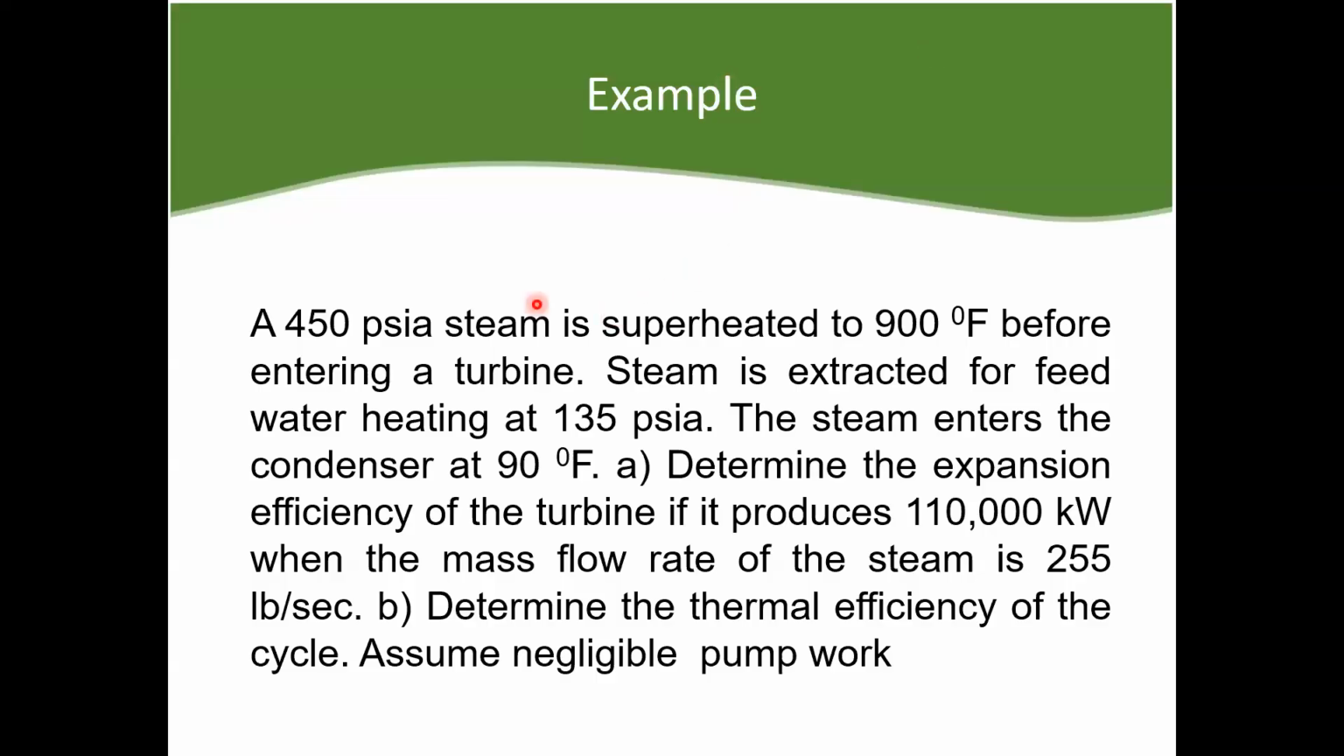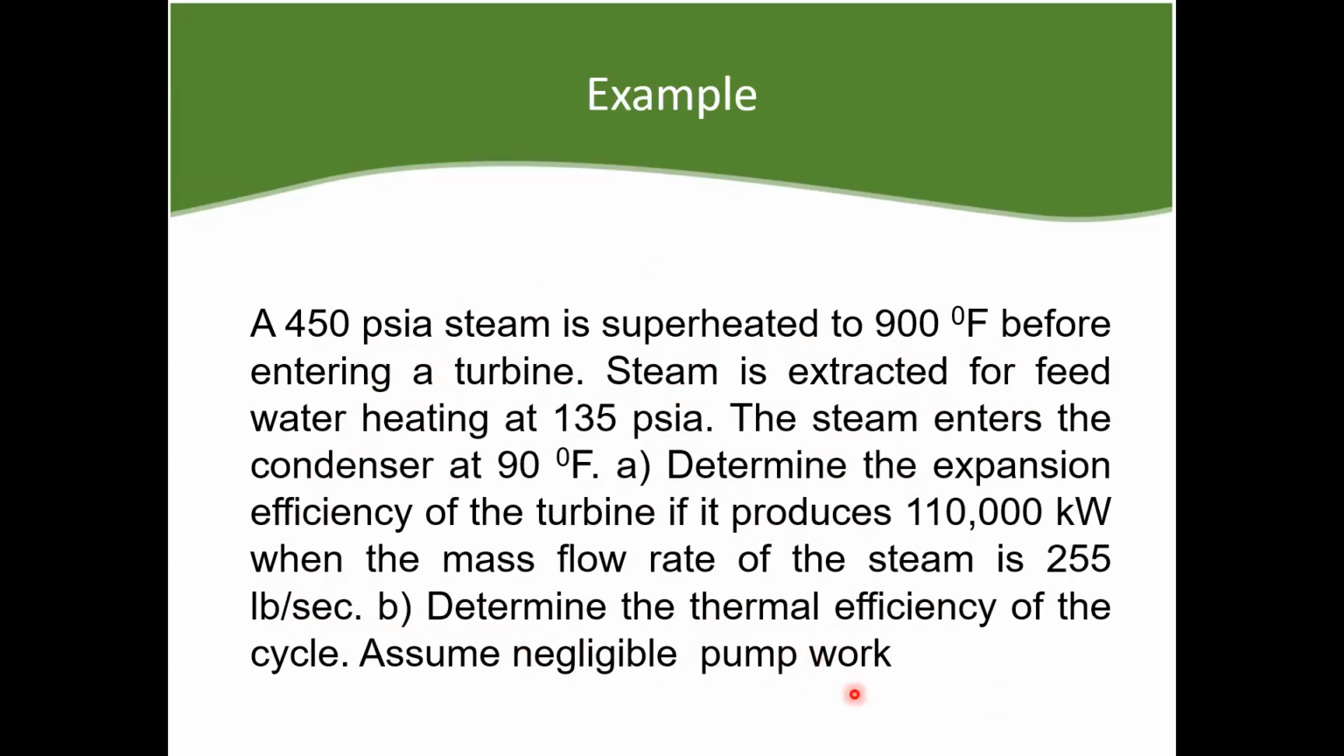Okay, for this example, 450 psia steam is superheated to 900 degrees Fahrenheit before entering a turbine. Steam is extracted for feed water heating at 135 psia. The steam enters the condenser at 90 degrees Fahrenheit. Determine the expansion efficiency of the turbine if it produces 110,000 kilowatts when the mass flow rate of the steam is 255 pounds per second. And letter B, determine the thermal efficiency of the cycle.